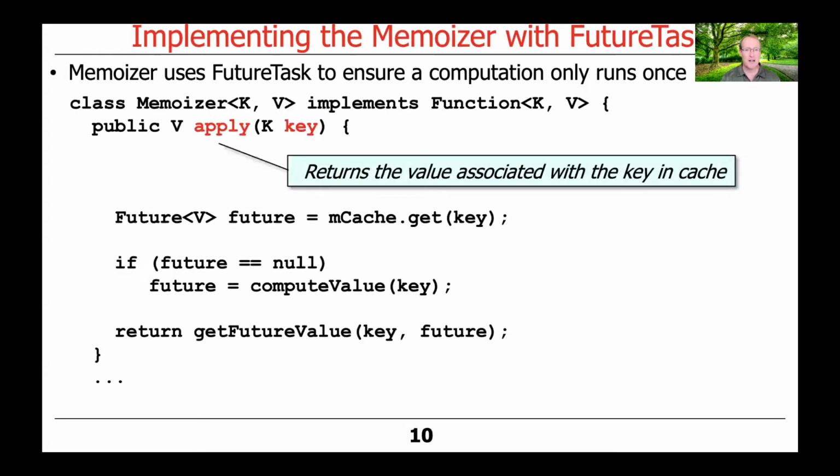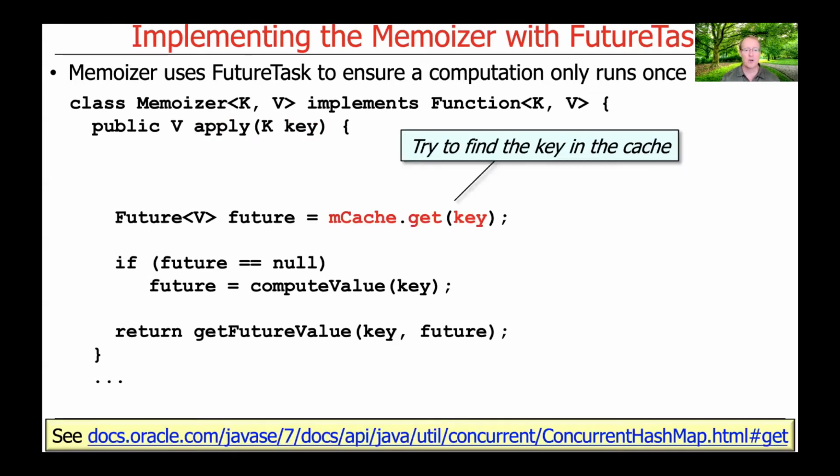Now let's take a look at the fun part. This is the apply method. The apply method, if you recall, is the way in which a function does its thing. What apply does is it takes a key and returns the value that's associated with the key in our Memoizer cache. There are a couple of different cases to consider. The first thing we're going to do is ask the cache, which is a ConcurrentHashMap, to see if there's already a value associated with this key.